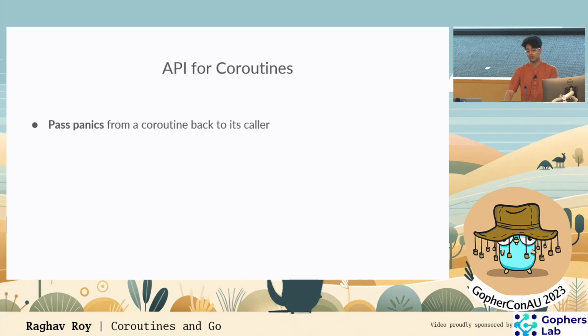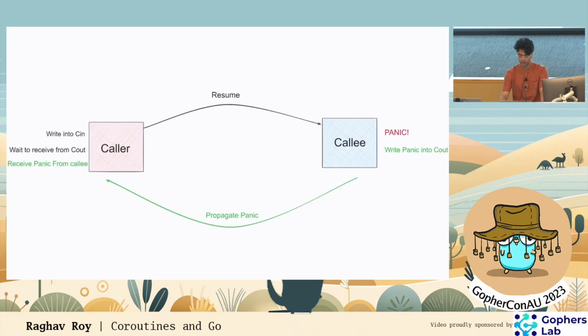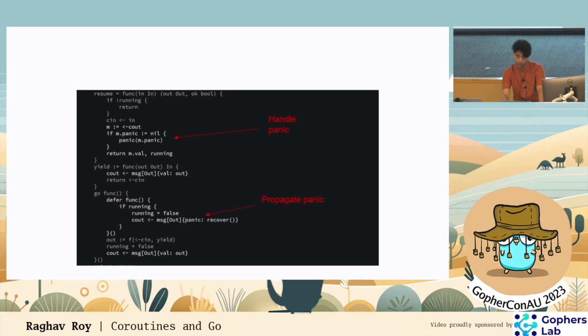What happens if your coroutine panics? It's the same thing. We have nothing to write to cout, but we are waiting to hear from the coroutine. But now your resume function is blocked, right? Your caller is blocked waiting for the news. So all you need to do is find some way of passing this panic to your caller, and you need to handle that panic. And that's what we can do here. So we can run a defer function over here, say, and check if running has been set to the correct value.